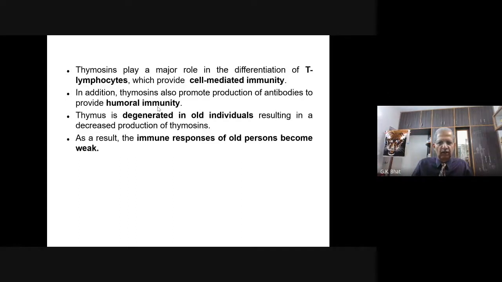As I just told you, there are two types of immunity. Cell-mediated immunity is by T lymphocytes. Antibody-mediated immunity, which is also called humoral immunity, is by B lymphocytes. Thymus is degenerated in old individuals, resulting in a decreased production of thymosin. So, as one gets aged, the thymus gland starts degenerating. This degeneration results in a decreased production of thymosin. As a result, the immune responses of old persons become weak.